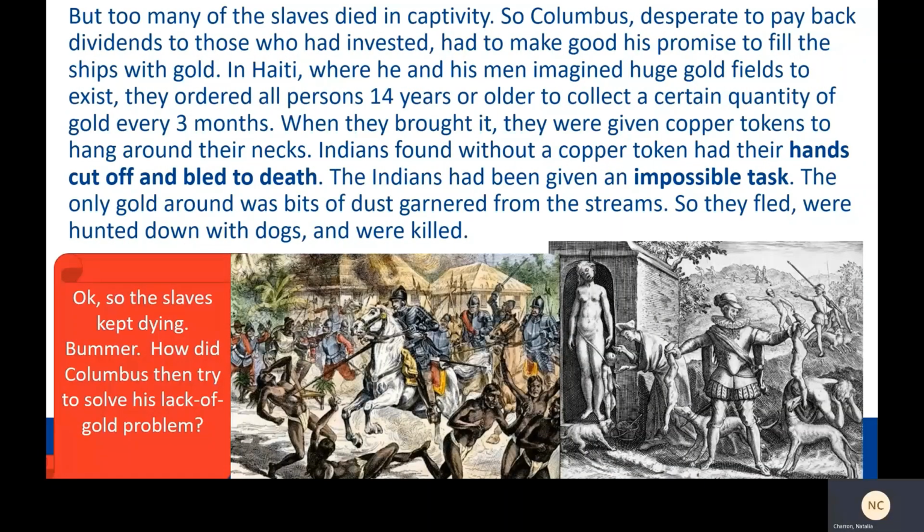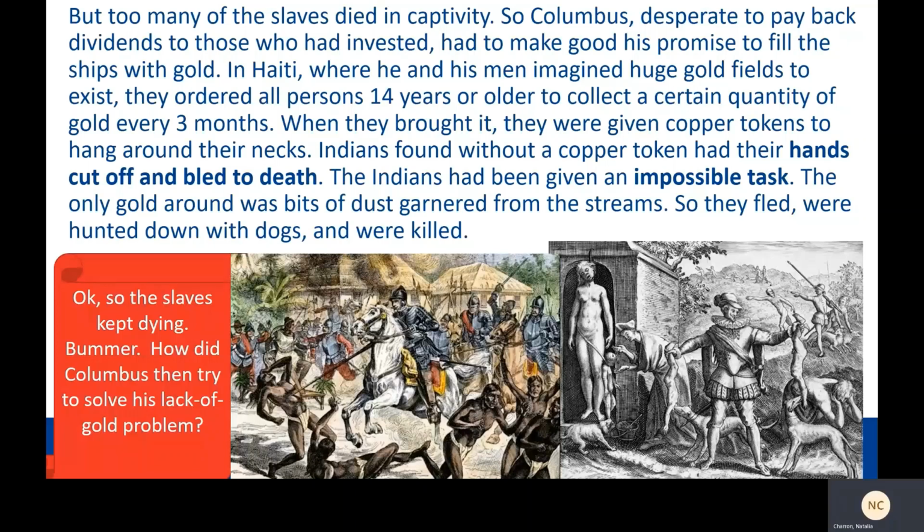But too many of the slaves died in captivity. So Columbus, desperate to pay back dividends to those who had invested, had to make good his promise to fill the ships with gold. In Haiti, where he and his men imagined huge gold fields to exist, they ordered all persons 14 years or older to collect a certain quantity of gold every 3 months.